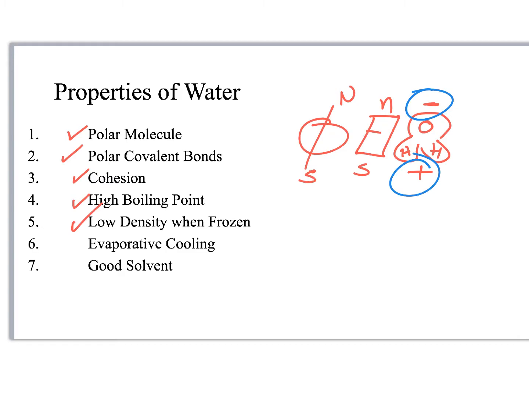Also, there's a low density when frozen, which is really important for keeping the planet the right temperature and keeping the water balance just right in our oceans. Another one is evaporative cooling. Now, this is something we use a lot, and I'll talk about this in a bit. The last thing is that it's a really good solvent.